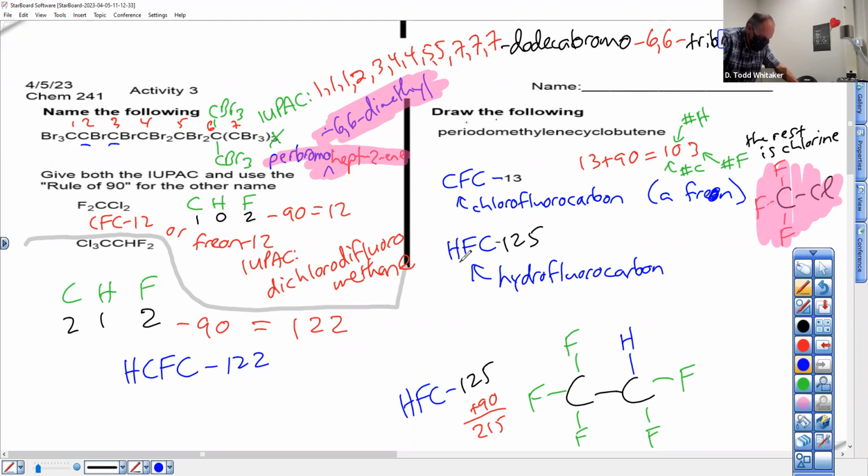Because it's not a hydrofluorocarbon, it's a hydrochlorofluorocarbon. It's got chlorine in it too. I'm not too picky on that. You'll never be graded on this. It'll be strictly the numbers. Okay? Only about the numbers. You don't need to know the initials that go before.